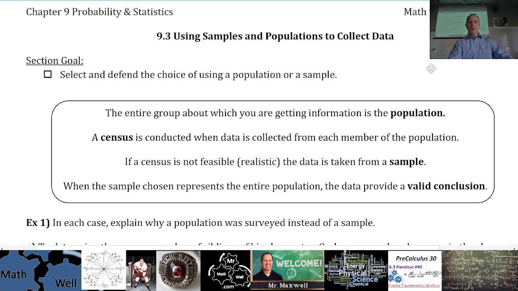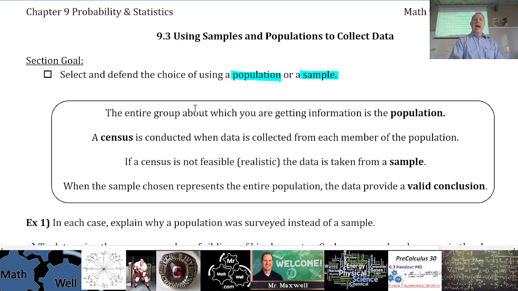Thank you. So, using samples and populations to collect data. Okay. So we need to know what the difference between a population and a sample is, and you might have an idea. We're going to define it here right away. But the goal here is to select and defend the choice of using a population or a sample in your data collection. So we want to really examine the difference between these two, when it's appropriate to use a population or a sample. So what is a population?